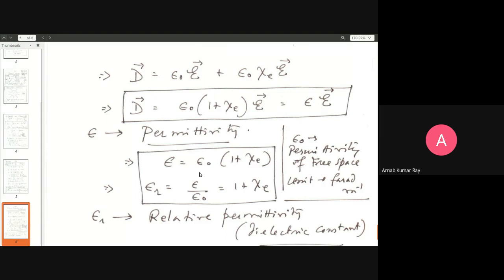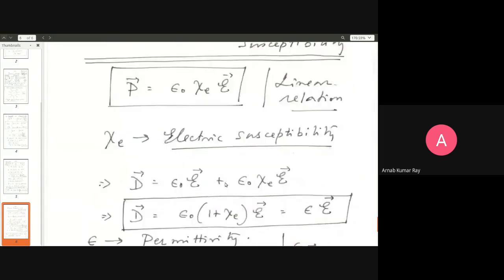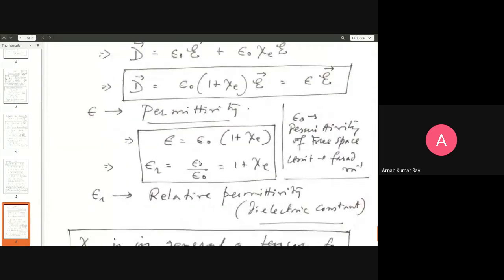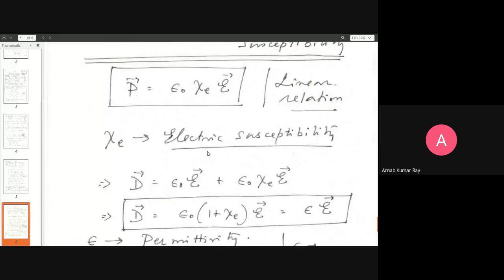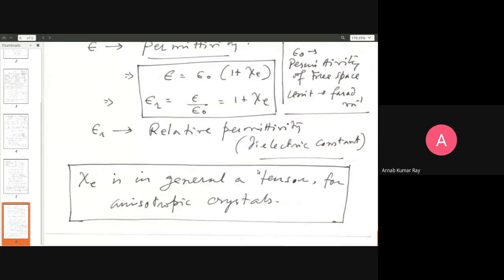So here, by the same analogy, we can also have electrical anisotropy, whereby in one direction there could be one kind of polarization depending on the value of chi e in that direction, and in another direction you can have another kind of polarization depending on chi e in that direction. But those are complicated cases. We shall not discuss all that in our course.